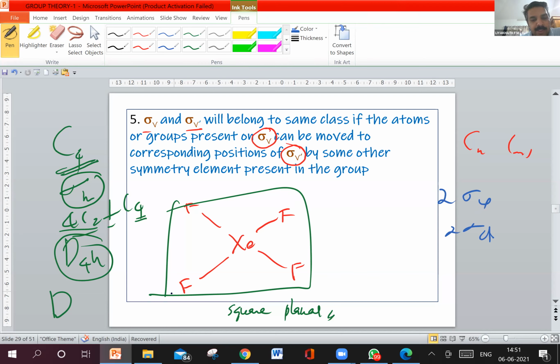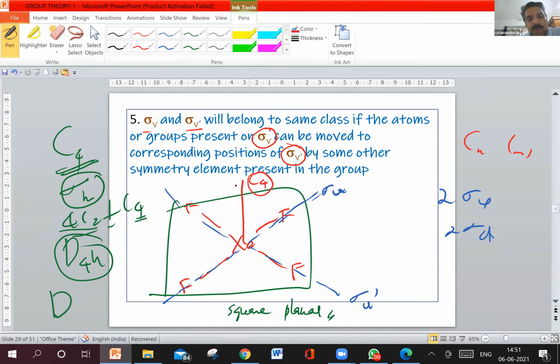Okay, and this is one sigma v. I'm writing only the line but consider this as a plane. This is sigma v, and this is another sigma v dash. This is a plane, but I am drawing only a line. You consider this a plane. And these can belong to the same class because there is a C4 axis here.